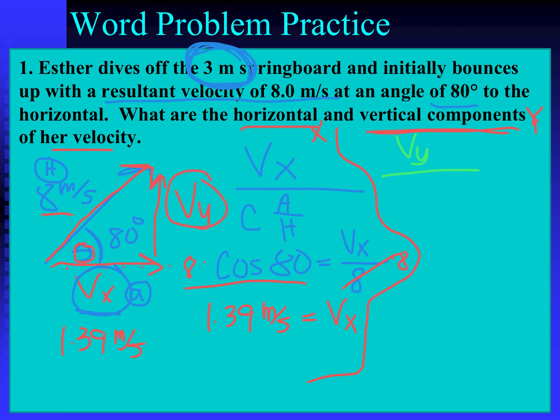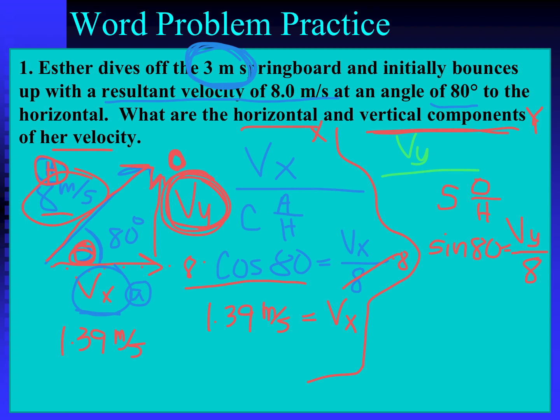Okay, so I'm going to look, my Vy is over here. If you look at it from the perspective of theta, this is the opposite side, and I still have my hypotenuse over here. So what uses opposite over hypotenuse, SOHCAHTOA? It would be sine. So I'm actually going to do the sine of my angle, which is 80, is equal to the opposite side, which is my velocity component in the y direction, divided by the hypotenuse, which is 8. So there we go.